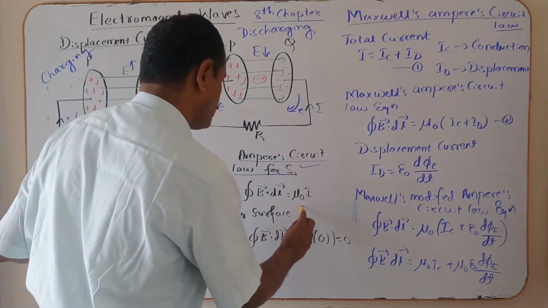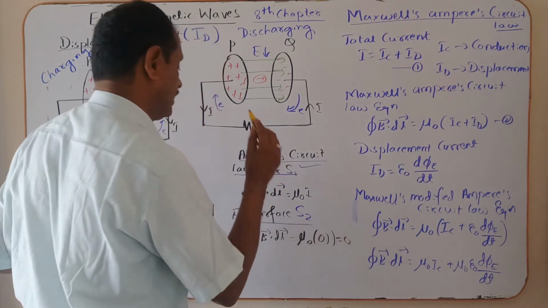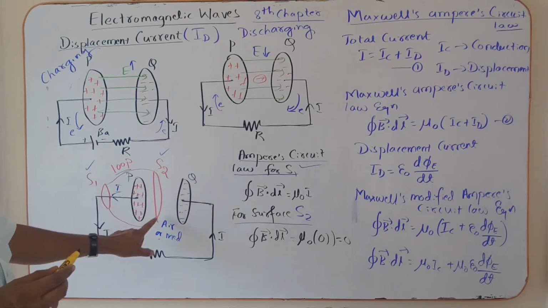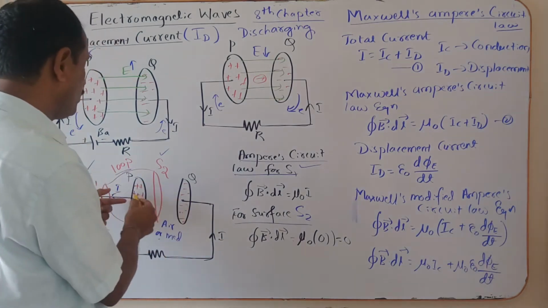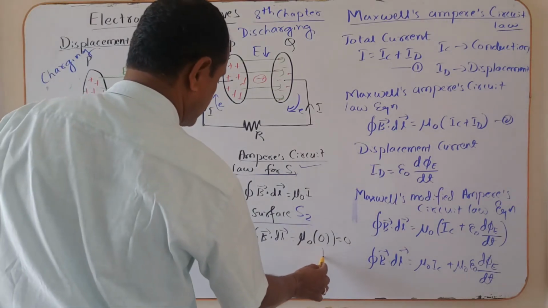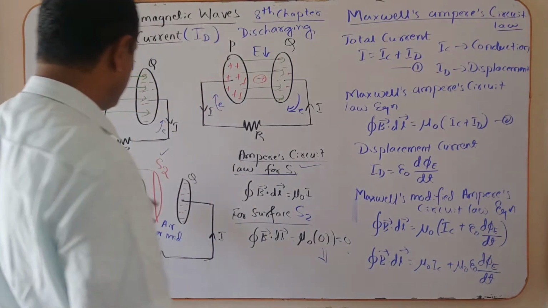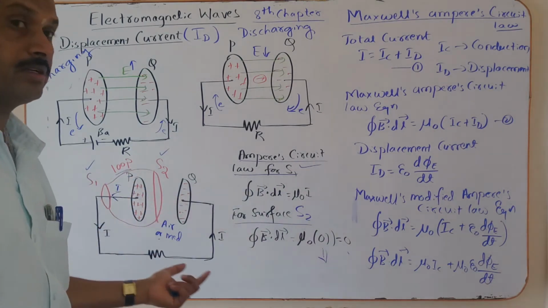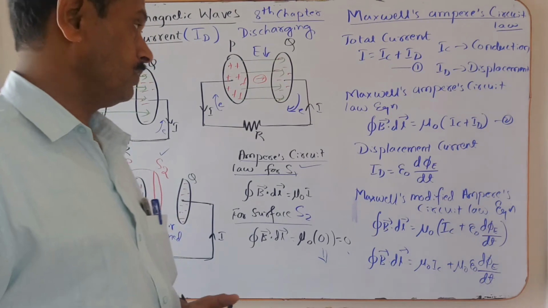Now for surface S2, what happens? For surface S2, according to Ampere, when you apply the Ampere circuit law for the S2 surface, at that time there is no current at all. He says that there is no current at all. At that time this current is zero. So the line integral of the magnetic field between the two plates of the capacitor, you say that is zero.